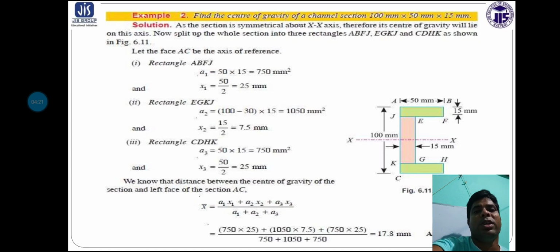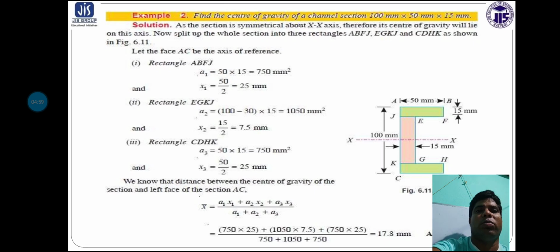So now the distance between the center of gravity of the section and the left face of the section AC: x bar will be A1 x1 plus A2 x2 plus A3 x3 whole by A1 plus A2 plus A3. If I put all the values that I calculated individually above, x bar will be 17.8 millimeter. So that is how to solve the channel section problem. That problem is done.